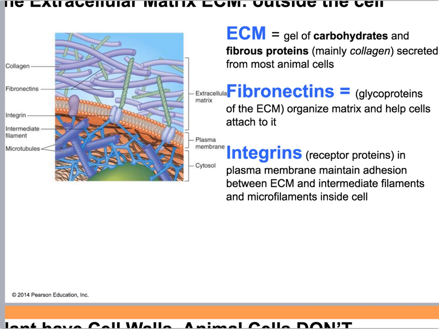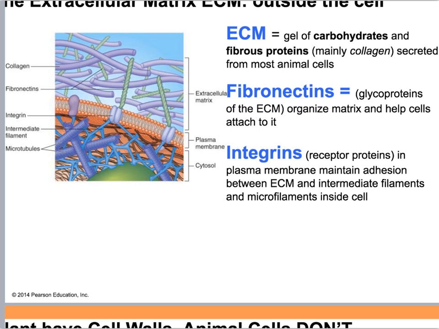That's called the extracellular matrix, or ECM. The extracellular matrix makes sort of a jelly-like consistency outside the cell. There are lots of carbohydrates out there, lots of fibrous proteins, including collagen, that are secreted from cells and allow the cell to anchor itself in this environment.